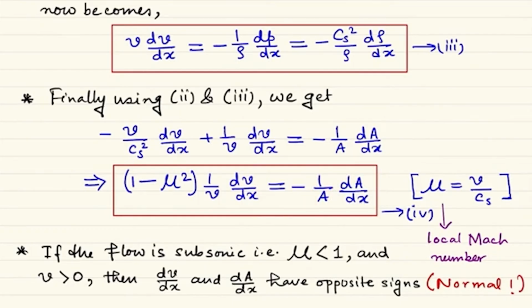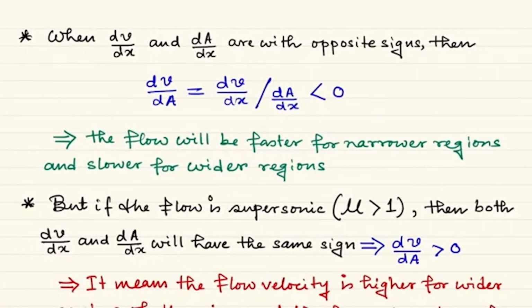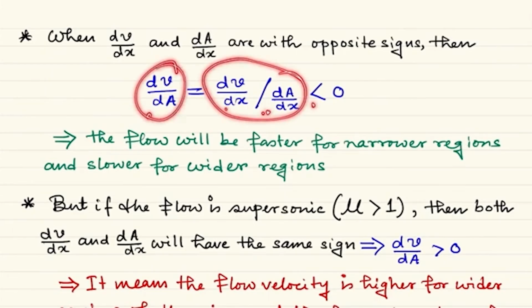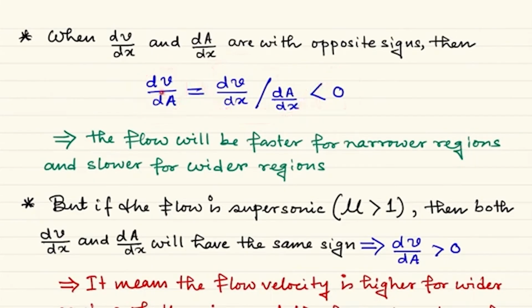So dv/dx and dA/dx have opposite signs, and we claim that this is very normal. Why? Because if dv/dx and dA/dx have opposite signs, then dv/dA, which is nothing but dv/dx by dA/dx, is less than 0. So dv/dA is negative. That means velocity goes down when the cross-sectional area increases.